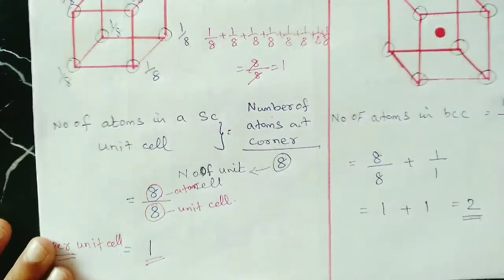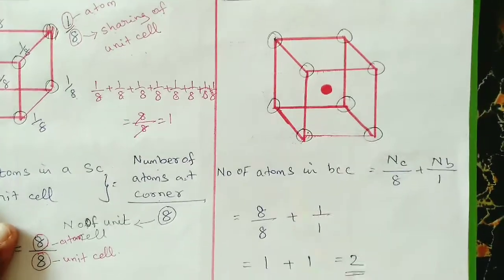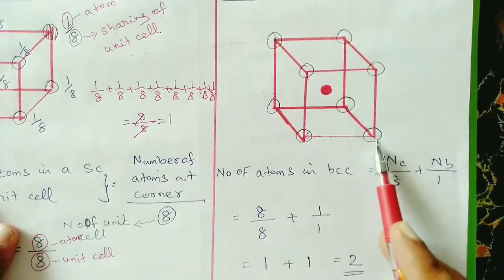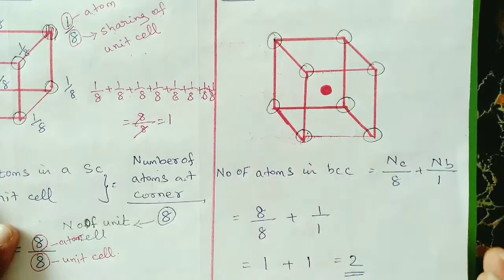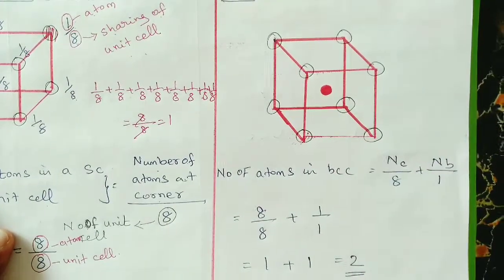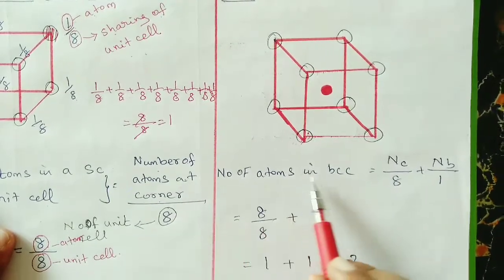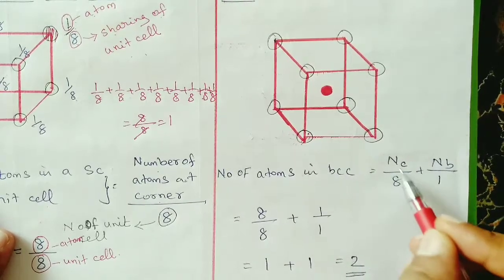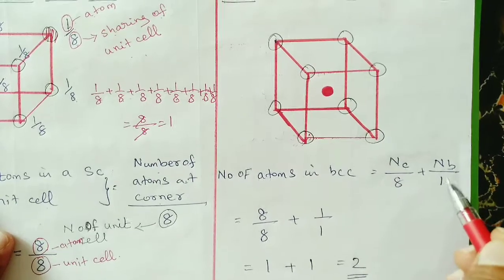Next one is the body centered cubic. In body centered cubic, there are 8 atoms at the corners. One atom is present in the center of the unit cell, that is the body center. The calculation is similar to the simple unit cell. So the number of atoms in a body centered cubic is NC divided by 8 plus NB. NC means the number of atoms at the corners, and NB means the number in the body center.